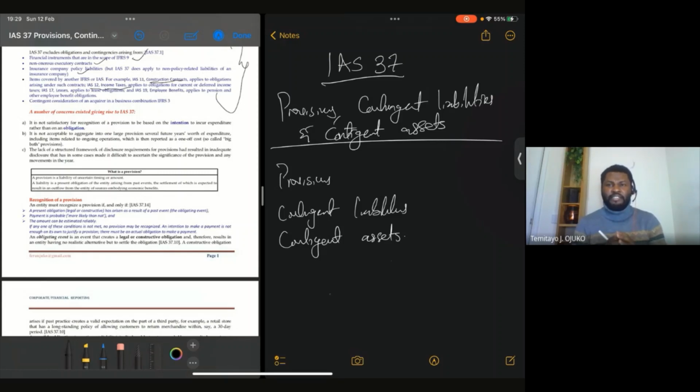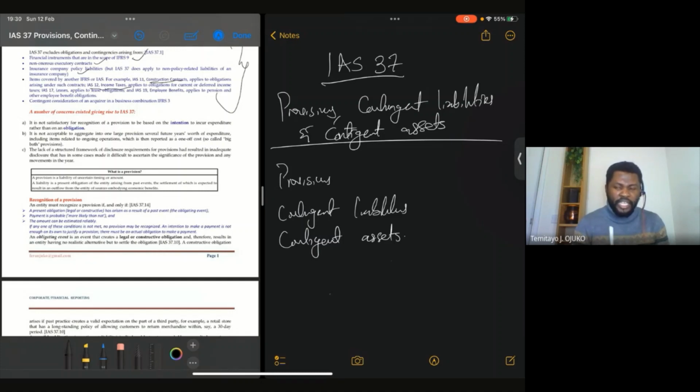So the first thing is the standard setters looked at it and said in the past, companies actually make provision based on intention and not obligation. But now that is essentially wrong. And one of the reasons why IS 37 was released was because of this.